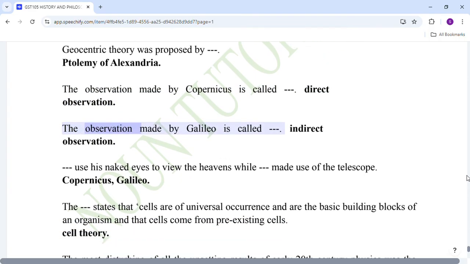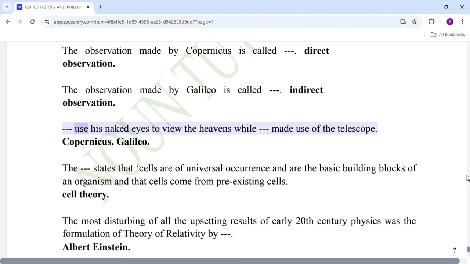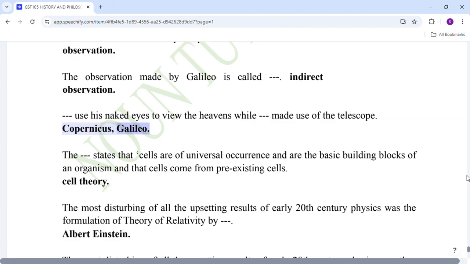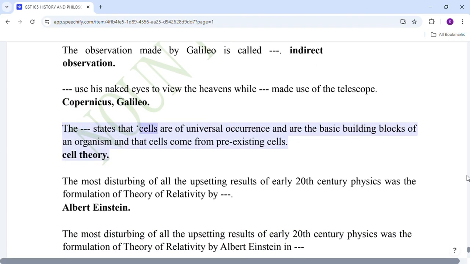The observation made by Copernicus is called direct observation. The observation made by Galileo is called indirect observation. Copernicus used his naked eyes to view the heavens while Galileo made use of the telescope. The cell theory states that cells are of universal occurrence and are the basic building blocks of an organism, and that cells come from pre-existing cells.